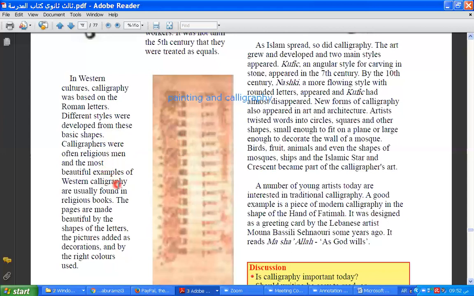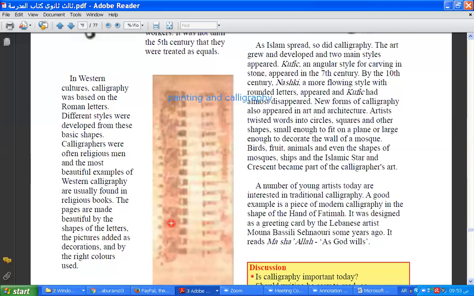We said that usually you find calligraphy or a kind of drafting or beautiful writing and decorations in religious places like a masjid or a temple, in holy places, religious places, like this. So here this is the same point. They are usually found in religious books and also the pages are made beautiful by the shapes of the letters.